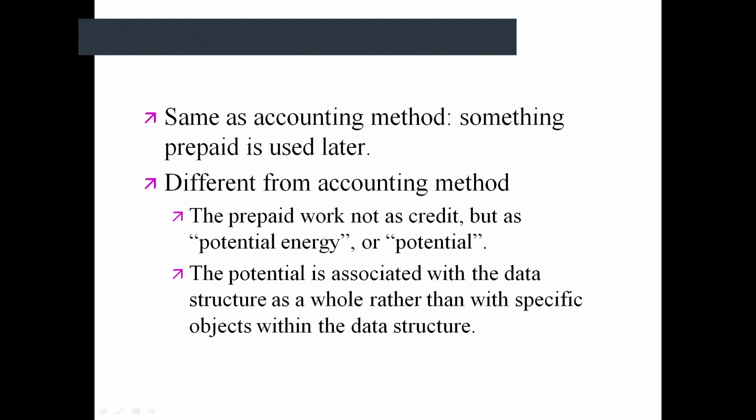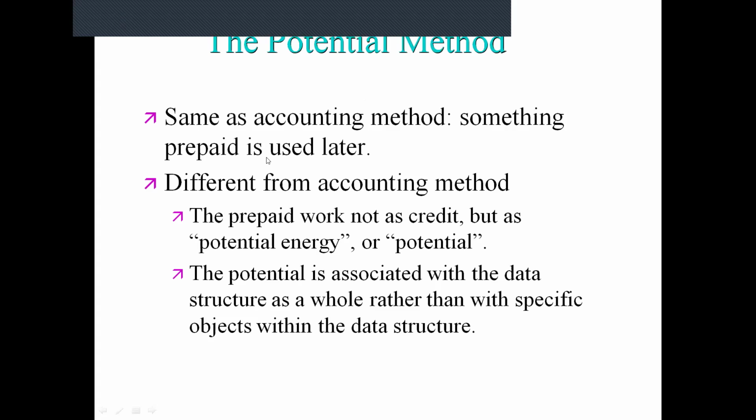Now the third one, the potential method, is the same as the accounting method, but something prepaid is used later. It's almost the same as the accounting method. Prepaid means what? On the plate, you put one extra dollar, right? Something is prepaid and that will be used later. The concept is the same.